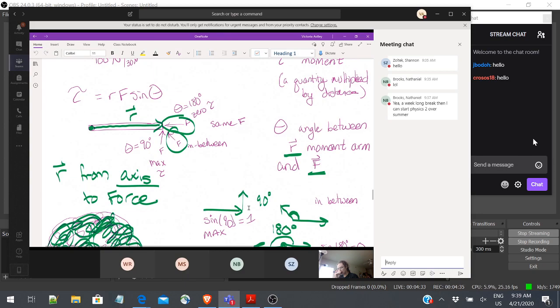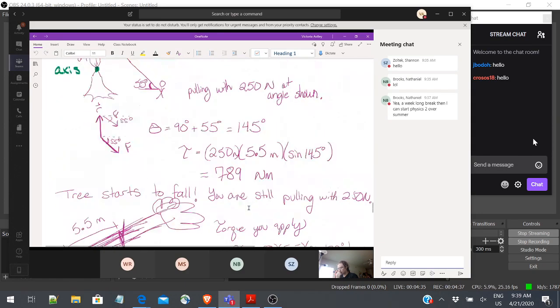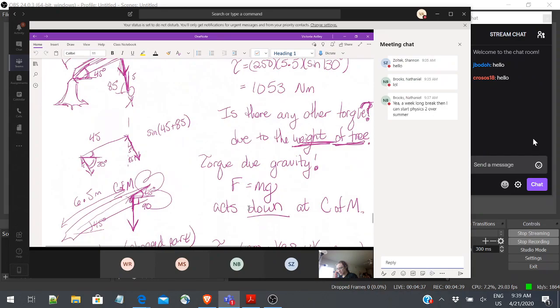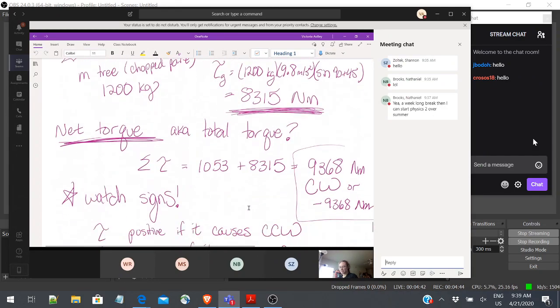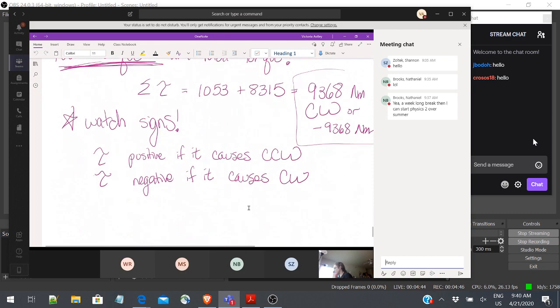And we did a couple practice things, and we talked about net torque. To get net torque, you add them up and you have to keep in mind the signs, whether it's trying to make the thing turn clockwise or counterclockwise. Okay. So we're going to pick up right there and talk about equilibrium.